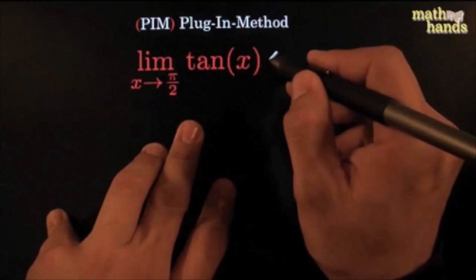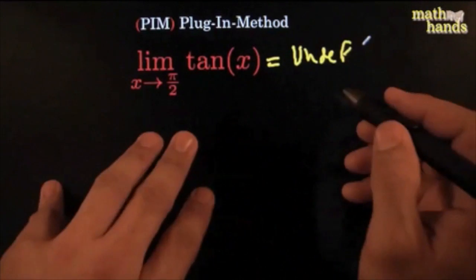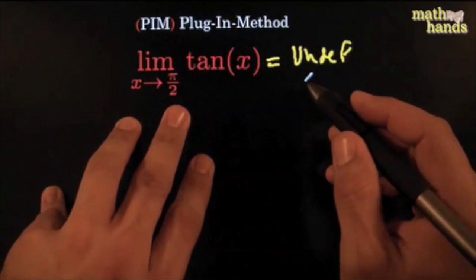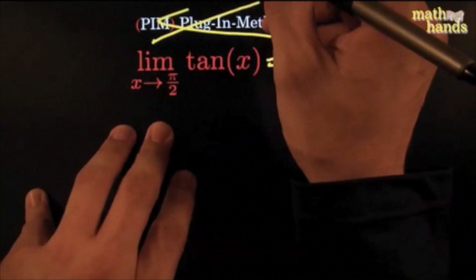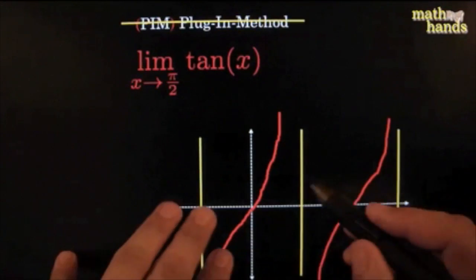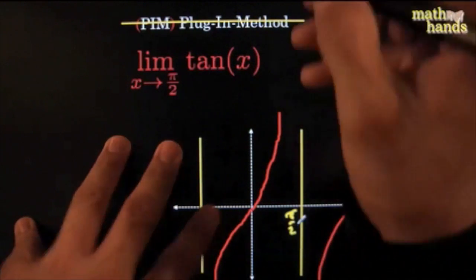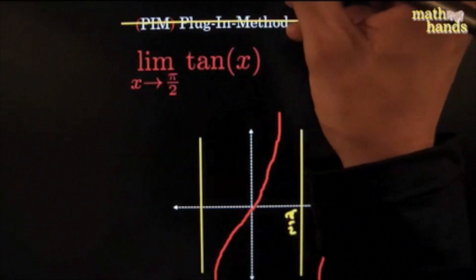Tangent is equal to, whoa, it's undefined. So much for the ideal case, huh? Tangent of pi over 2 is not a real number, and so, oh my goodness, so much for the plug-in method, so much for the ideal case. Now what? Well, now you got to go back to one of the other methods. The graphing idea still works. Here's pi over 2, and you've got to keep your eye on the ball here.